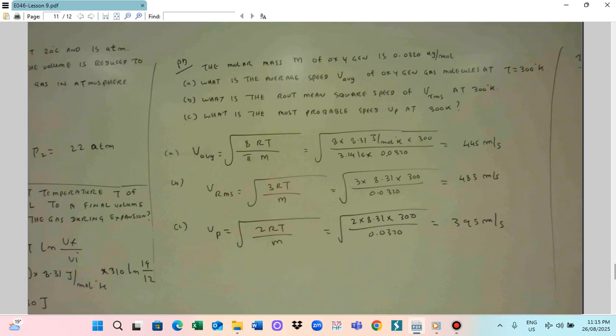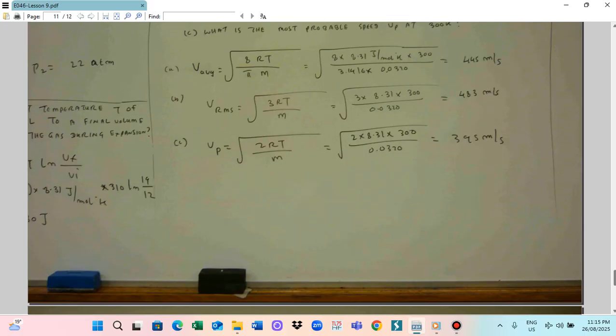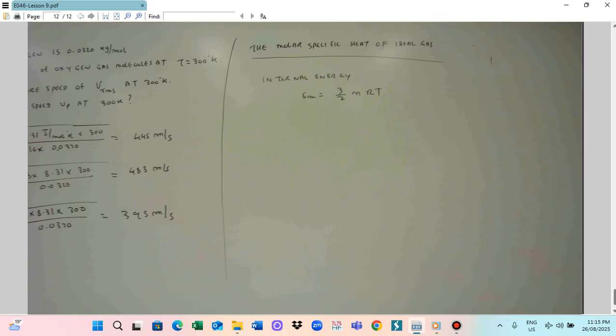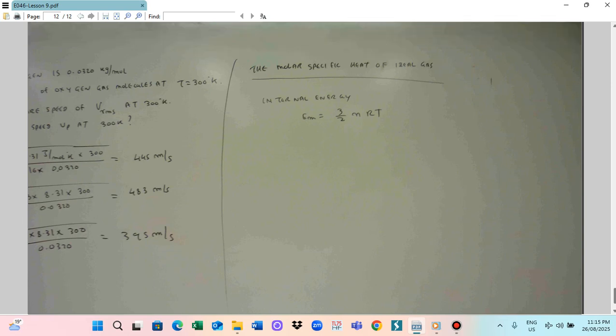So this is the equation to calculate these three speeds of the oxygen, depending on the temperature, mass, and the gas constant. For an ideal gas species, the change in the internal energy can be calculated. E is equal to 3 by 2 n R T, where n is the number of moles, R is the gas constant, and T is the temperature. So the change in internal energy of the gas can be calculated by this equation.